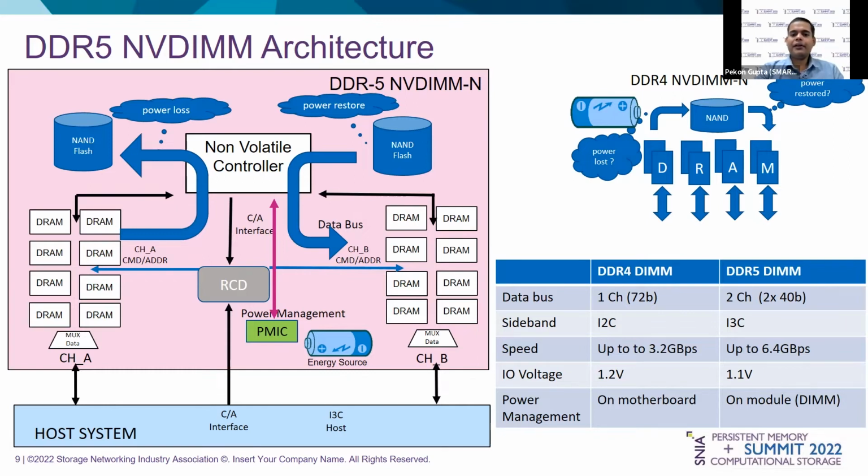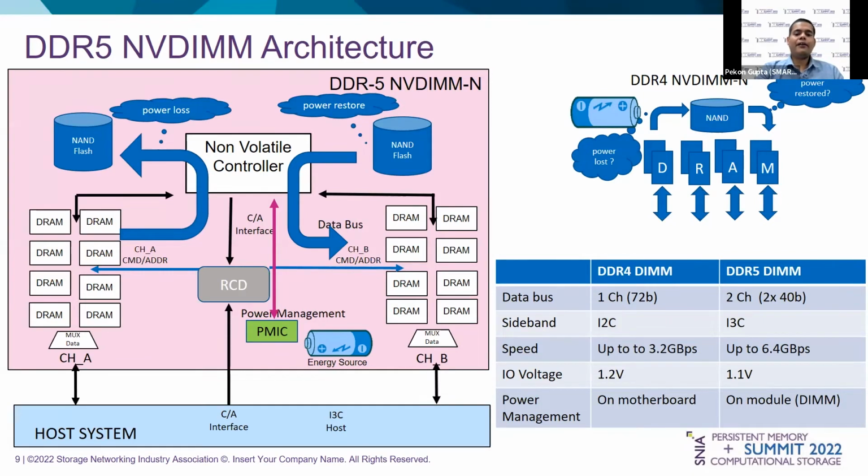on the bottom right. The data bus in DDR4 DIMMs is a single channel 72-bit wide bus, whereas in DDR5 DIMMs, it's a dual channel, each channel with 40 bits of data, which is what you see in the picture over here as channel A on the far left and channel B on the right hand side coming from the host system. The sideband bus is incremented from I2C to I3C, and the speed has increased up to 6.4 Gbps in DDR5 DIMMs.